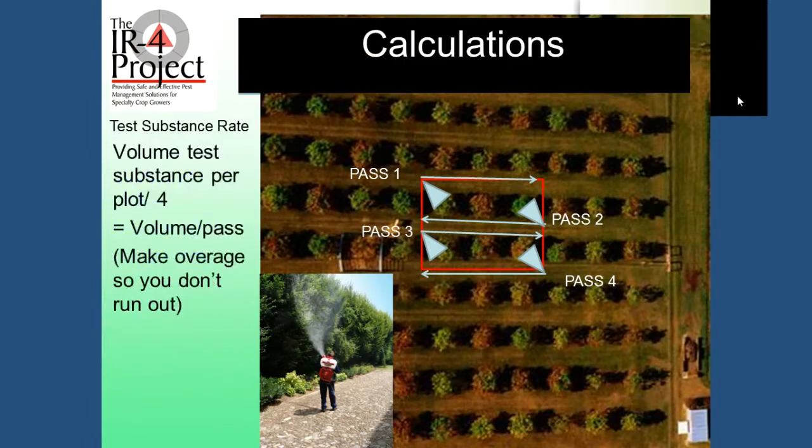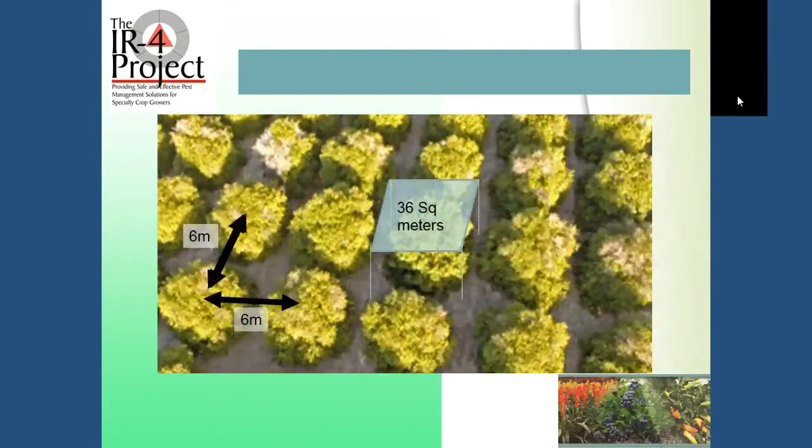Next slide, please. So the test substance rate is actually the volume of the test substance divided by 4. Okay. So we determine here in this particular area, each tree is occupying 36 square meters, 6 meters by 6 meters. Next slide, please.